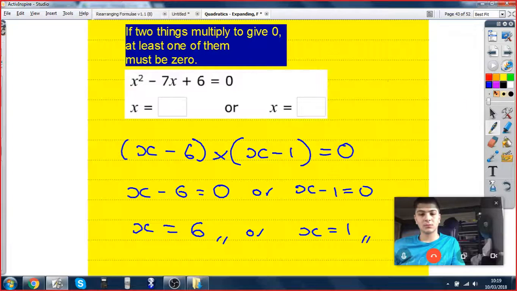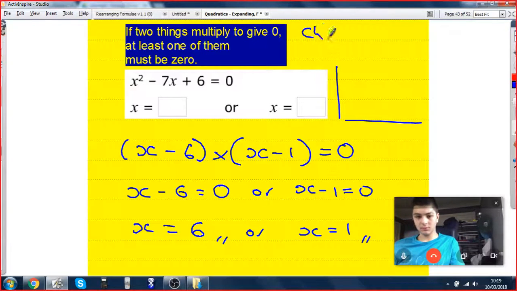How could you check your answer? Could you put one of those numbers into the equation? Yeah, so let's try 1. So 1 squared is 1. Minus 7 times 1? No, minus 7 times 1. Is that just minus 7?